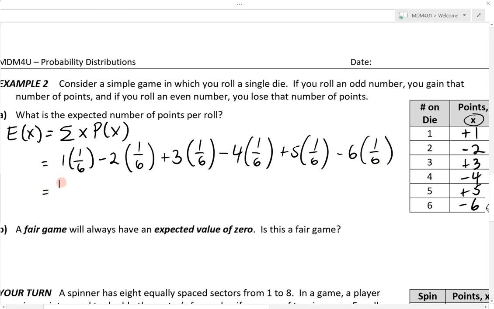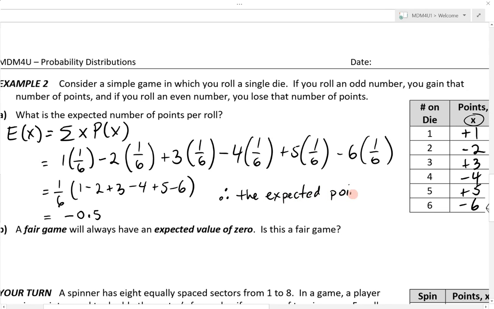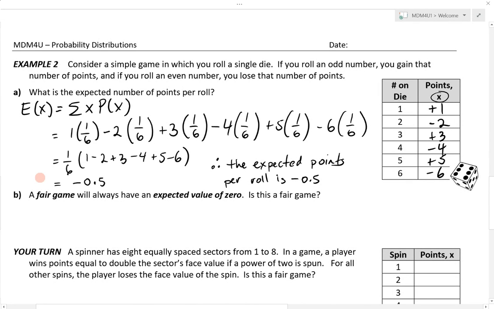Okay, altogether I have 1 out of 6 if I factor it out, times 1 minus 2 plus 3 minus 4 plus 5 minus 6 in brackets. And in total, that's going to equal negative 0.5. So this negative 0.5 is our expected number of points per roll. So the expected points per roll is negative 0.5. This is the average number of points you could expect to get when you roll that die.